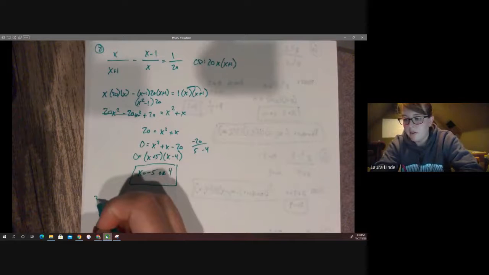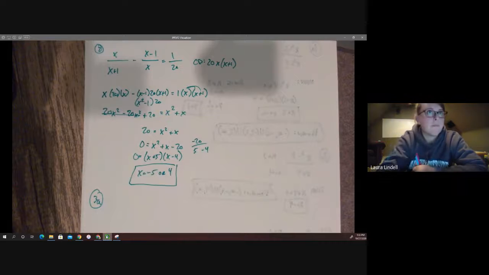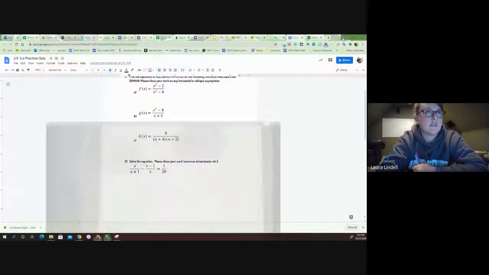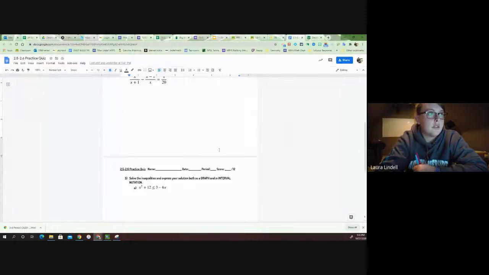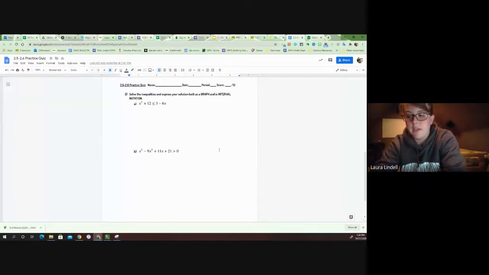Then moving along to 3A. 3A tells us that we should solve the inequality and express our solution as a graph and in interval notation. X squared plus 12 is less than or equal to 3 minus 6x is our first one. Since it's just a quadratic one, the first thing I would do is write it down and start moving things around to solve it.